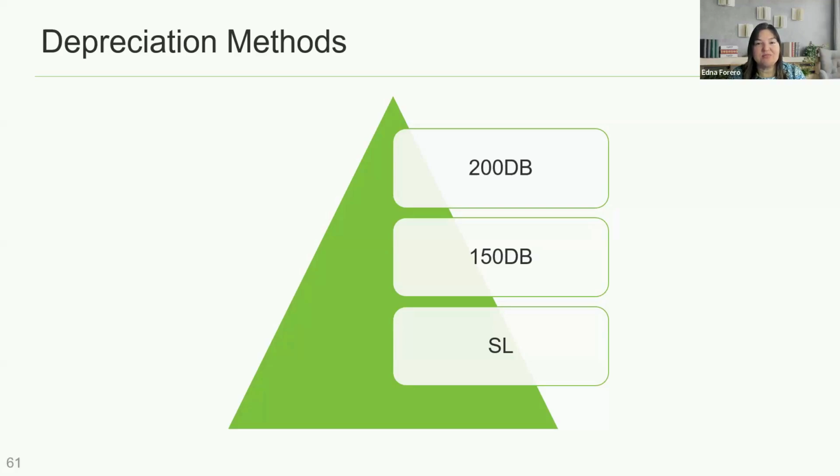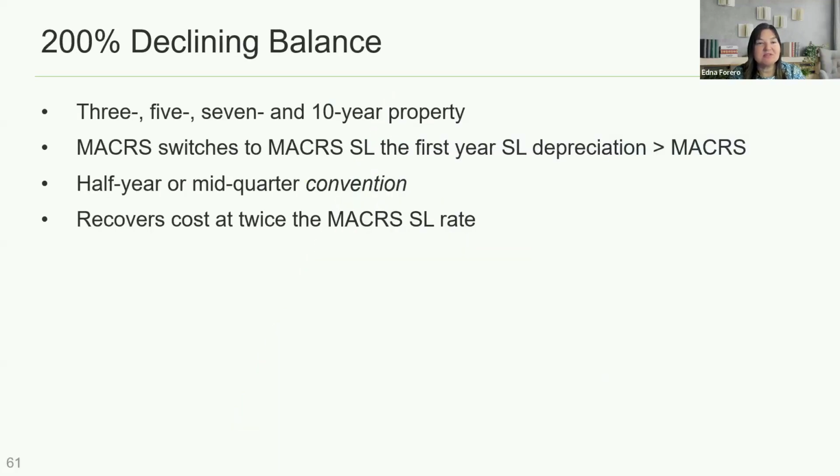All right, so the 200%, you probably have seen this already, but this is typically 3, 5, 7, and 10-year property. And that's the one you're going to run into the most, by the way. So the MACRS system switches to MACRS straight line if the first year that the straight line depreciation is more than MACRS. And we're going to have an example of that next, so that makes a little more sense for you. But you might have half-year or mid-quarter conventions, and then you're going to recover the cost at twice the MACRS straight line rate if you determine to use the 200% declining balance.